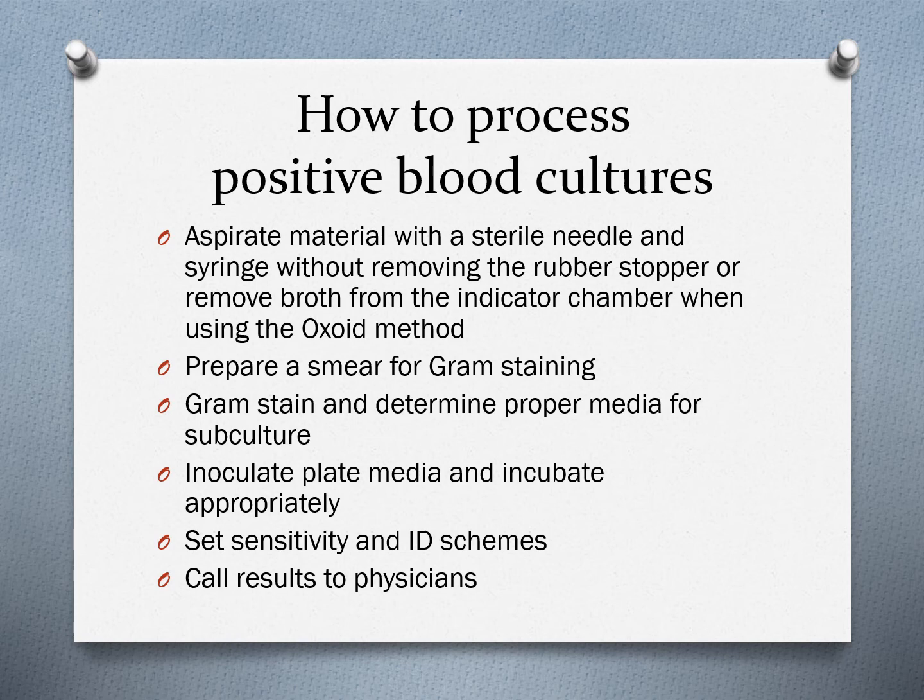Okay, you want to inoculate the plate media and incubate those appropriately, and then set sensitivity and ID schemes. So here you can set coags, microscans. Some of these things can be set right from the bottle or directly from the bottle. So for example, if you see gram-positive cocci that look like staph on your gram stain, you can actually go ahead and set up a coag right from the blood culture bottle.